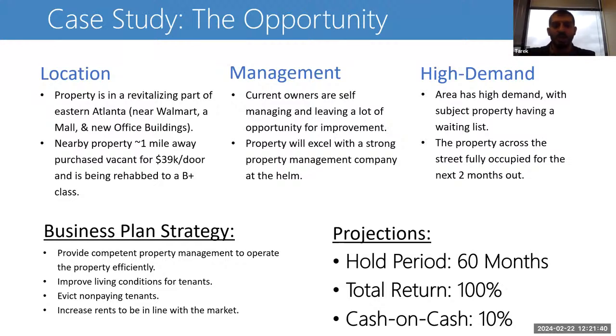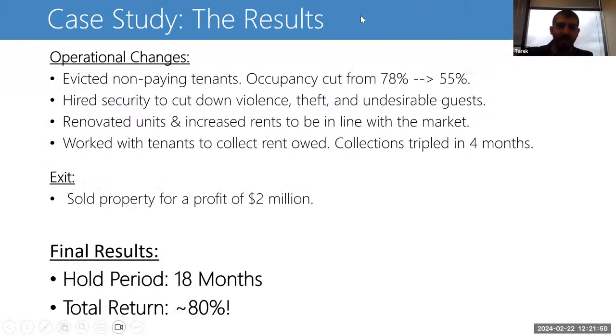And then our projections initially on this were that we were planning to hold the property for 5 years and produce 100% return for investors. And with a cash on cash, that was about 10%. The results of this actually, we did go in there, we were able to get a professional management company, and we did evict the non-paying tenants. And there was enough of them actually that we cut occupancy from 78% down to 55%, which at those numbers would seem like almost a distressed asset or distressed situation.